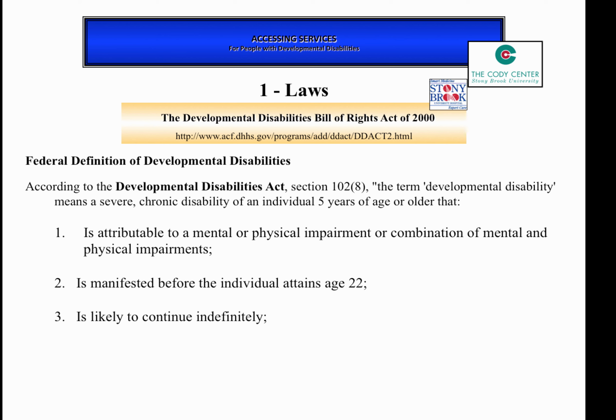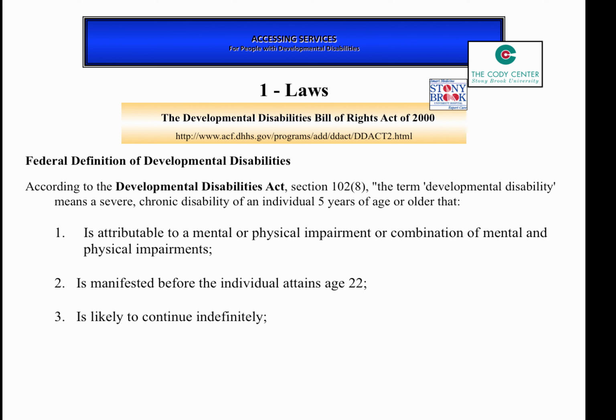So let's talk for a minute about the importance of the Developmental Disabilities Bill of Rights Act of 2000. This is where, in addition to the school-age services that a child can receive through the Individuals with Disabilities Education Act, there are also other support services that are available to a qualified child or adult with developmental disabilities through the Developmental Disabilities Bill of Rights Act of 2000. In order to qualify under this law, though, you must meet the federal definition of developmental disabilities.